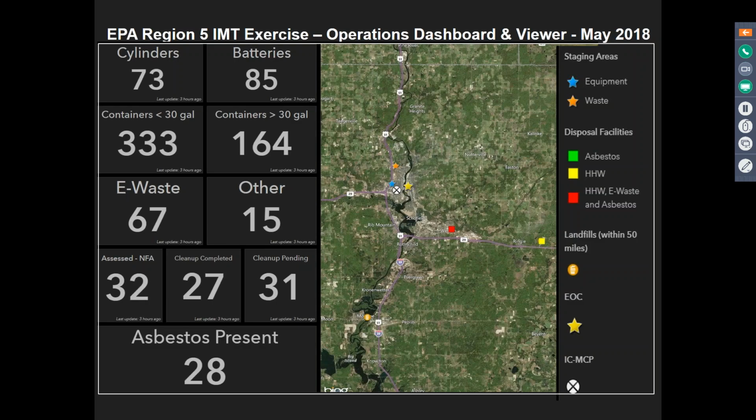And then this last one is a very useful tool. We had this up almost the entire time during the exercise. It's a very useful communication tool. This example shows the quantities of containers collected, the locations of all the staging areas we had up, and the disposal facilities for asbestos, hazardous waste, and other kinds of landfills. The benefit of how dynamic this tool is allowed us to update and keep everyone apprised and informed in real time throughout the entire exercise.